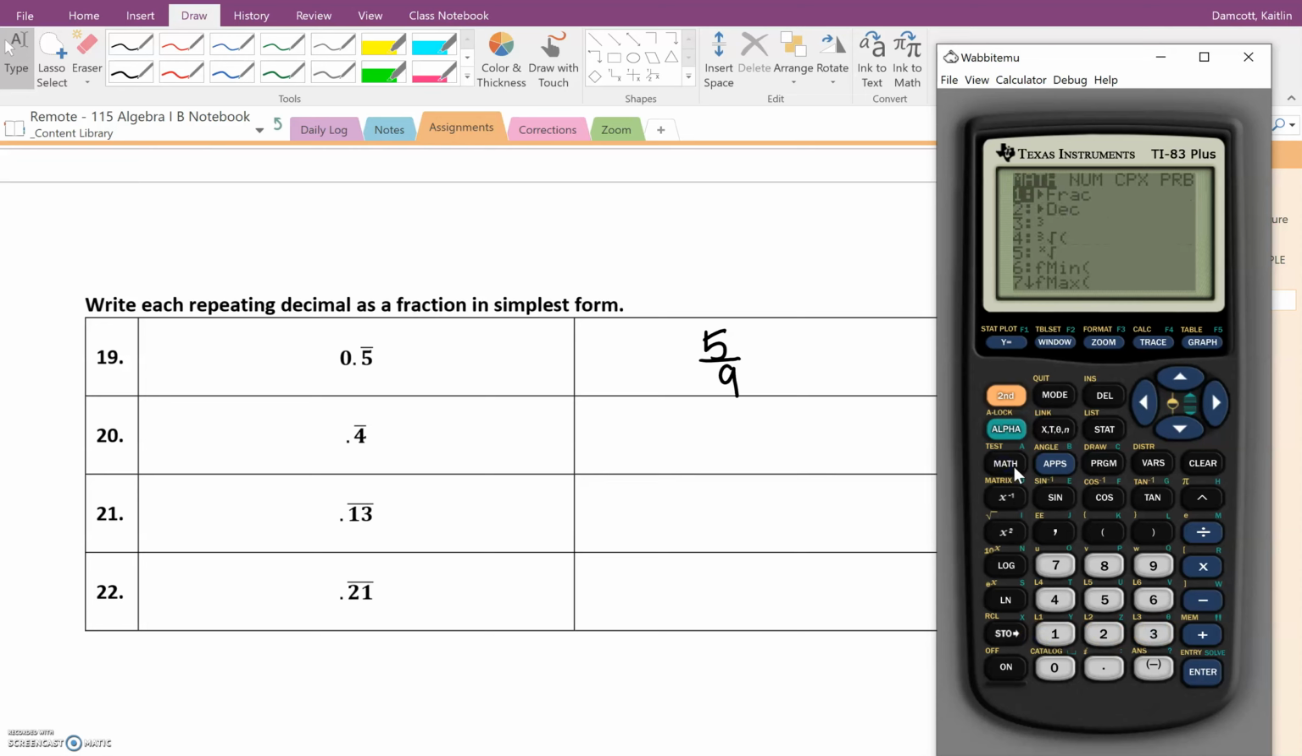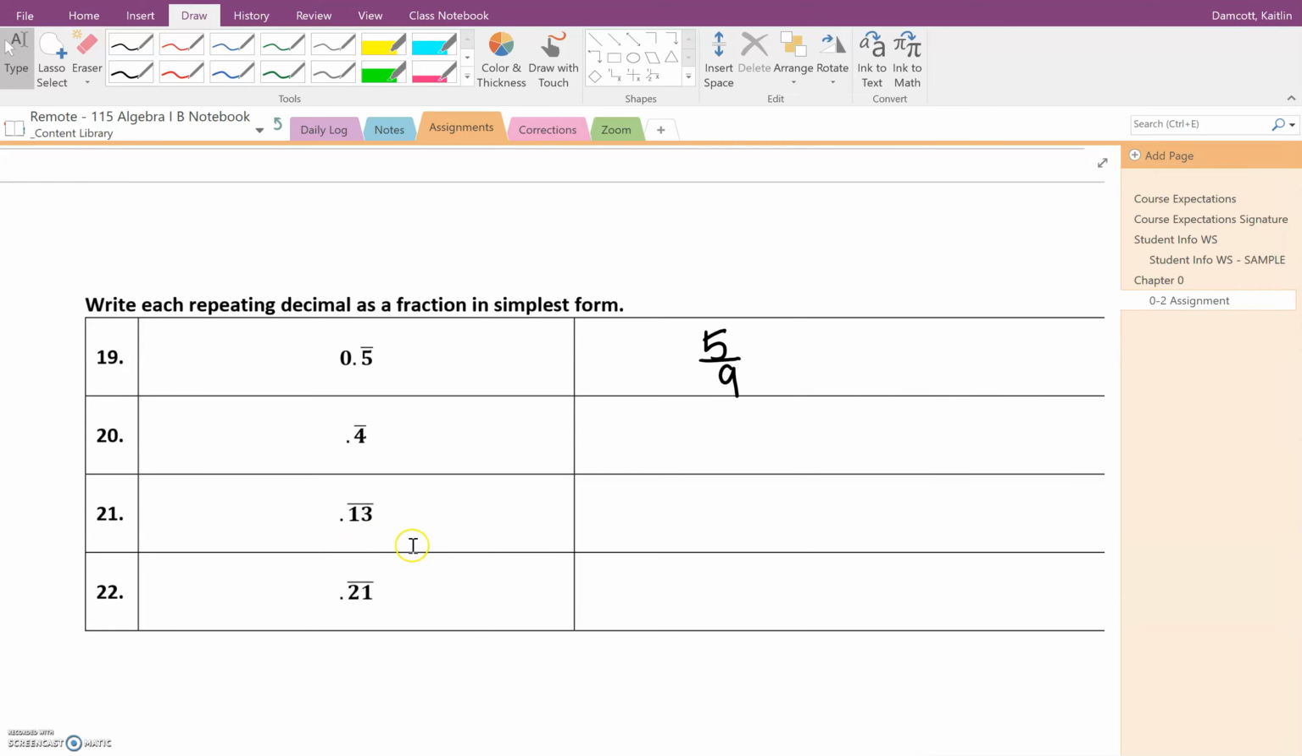I'm going to hit math, I'm going to hit enter. Enter again, and this is our fraction in simplest form for our decimal 0.13 repeated. So 13 over 99. I hope that gives you enough information on how to complete these other two.